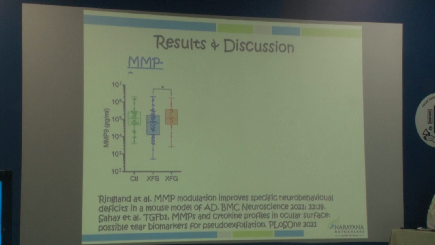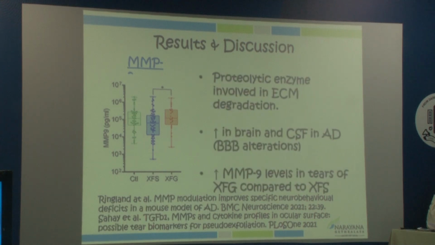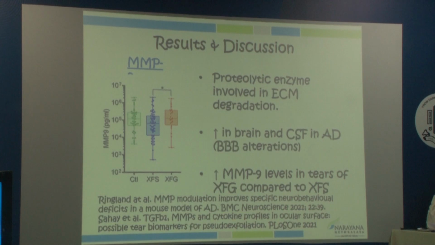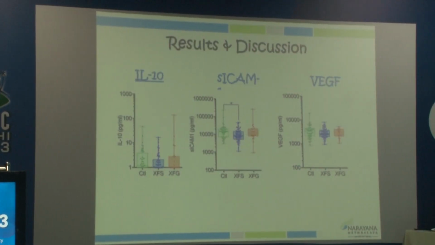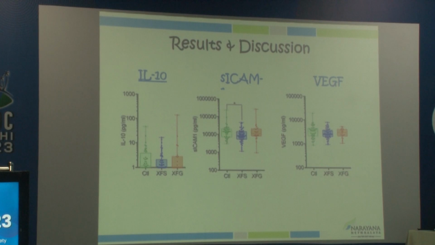The next factor we analyzed is matrix metalloproteinase 9. We found that the levels were raised in pseudoexfoliation glaucoma when compared to the syndrome. This is a proteolytic enzyme involved in the degradation of extracellular matrix. Raised levels of MMP9 were found in the brain and CSF of patients with Alzheimer's disease, and its upregulation caused blood-brain barrier alteration. A clinical study also showed raised levels of MMP9 in tears of eyes with pseudoexfoliation glaucoma compared to the syndrome. There was no significant difference in the levels of other immune factors in pseudoexfoliation glaucoma compared to the other groups.